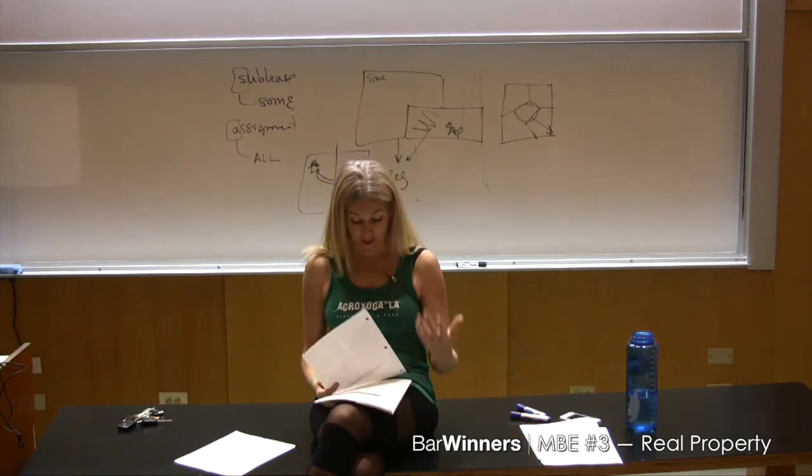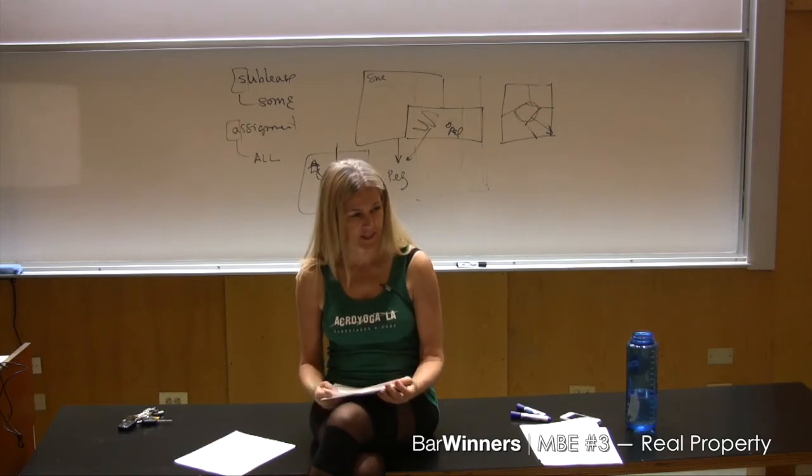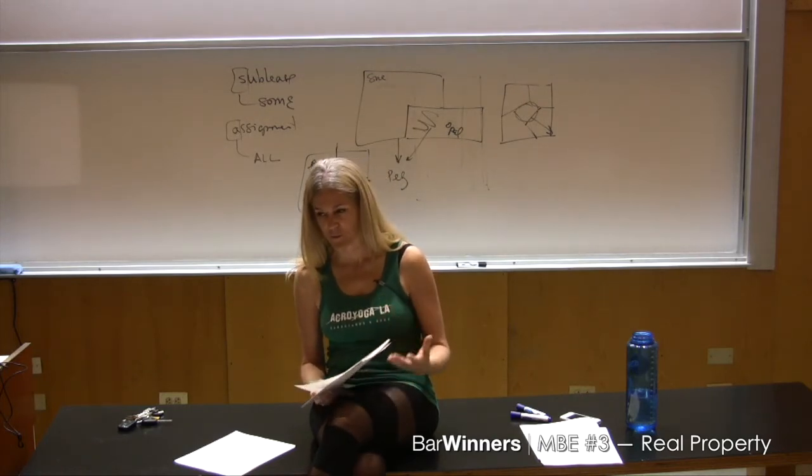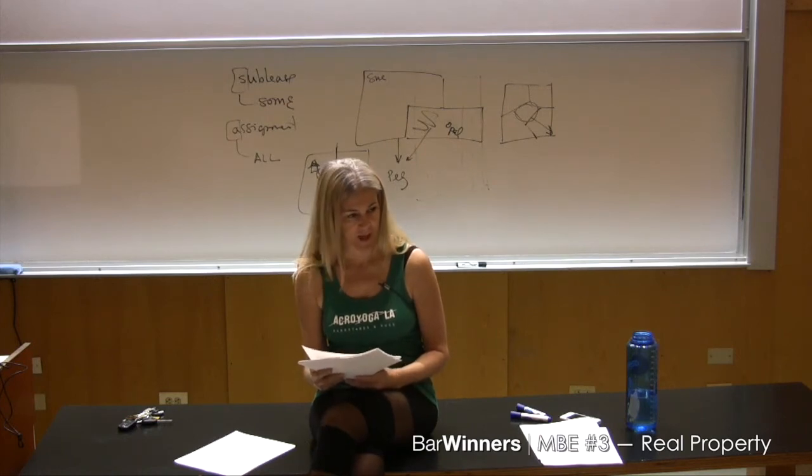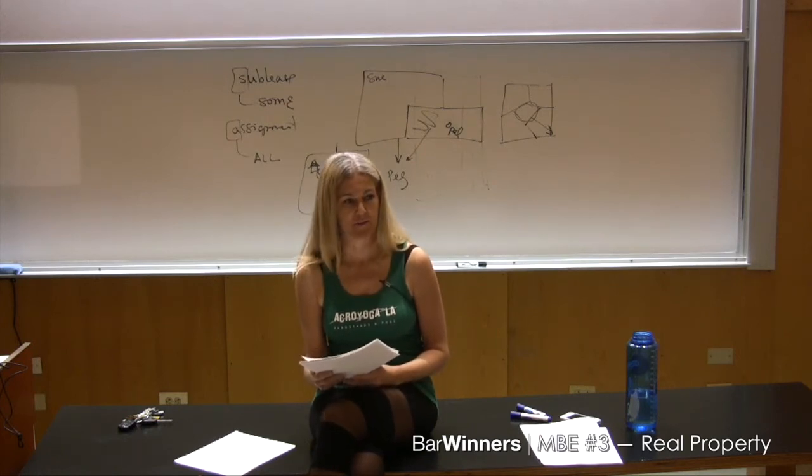So now, you want to be careful and always attentive to when it's a joint tenancy and when it's a tenancy by the entirety, which is the form of joint holding that is only available to persons who are married to each other at the time they take title in that form.